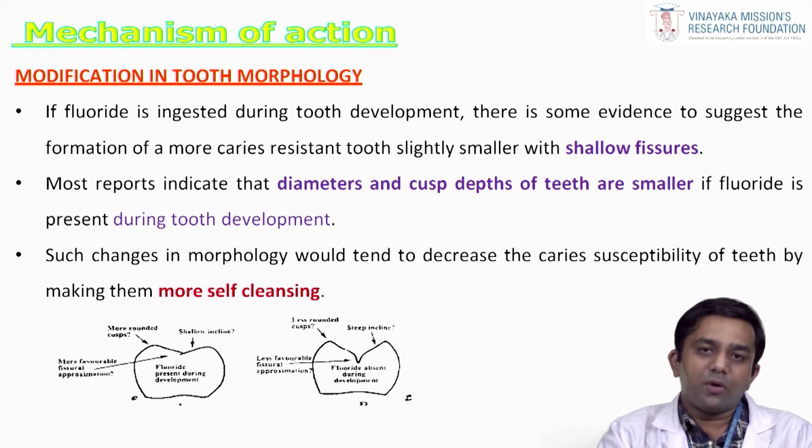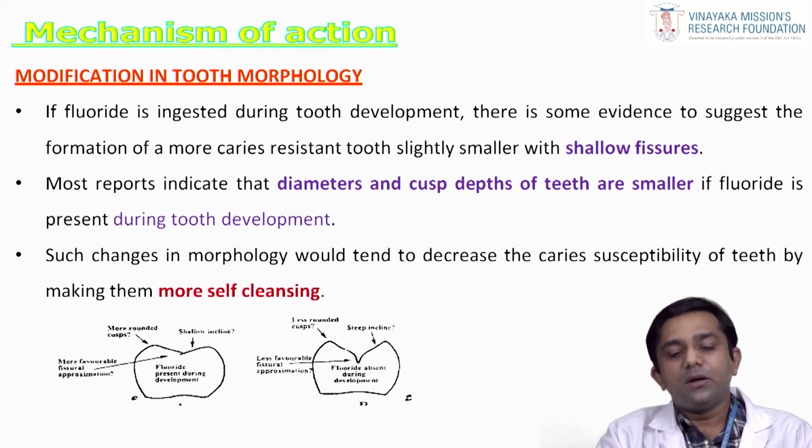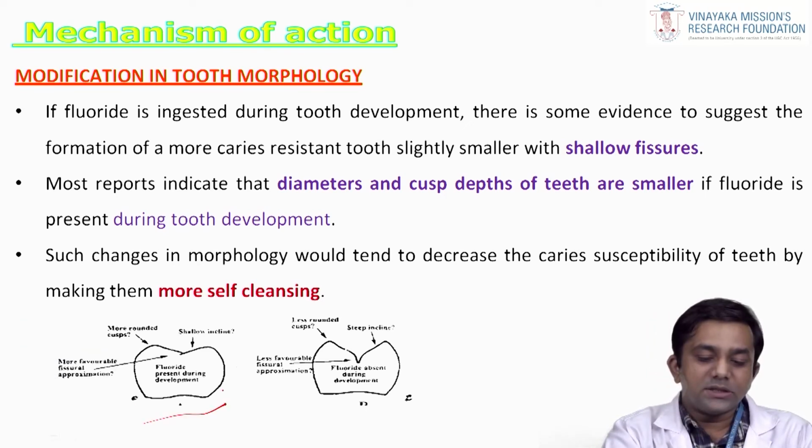The modification of tooth morphology happens at the time of tooth eruption or immediately after a tooth has erupted into the oral cavity: the deep pits and fissures are converted into shallow pits and fissures or self-cleansing areas. These self-cleansing areas are the most important aspect in the prevention of dental caries. The deep pits and fissures are converted into shallow pits and fissures, which helps in prevention of dental caries, because the plaque and debris will not get deposited in them.